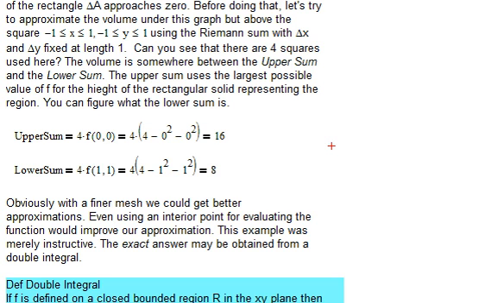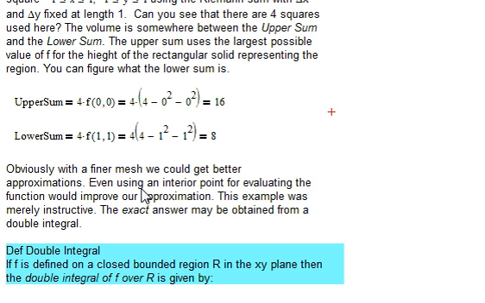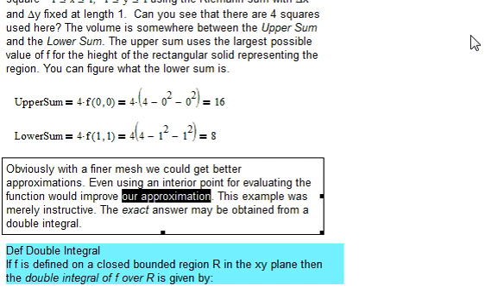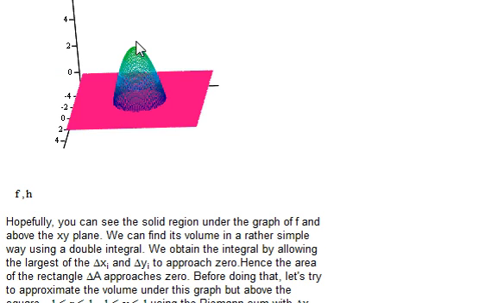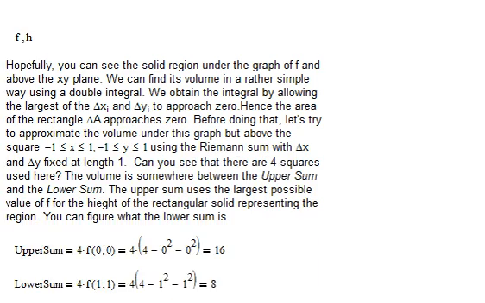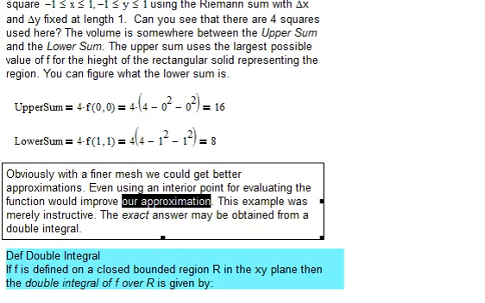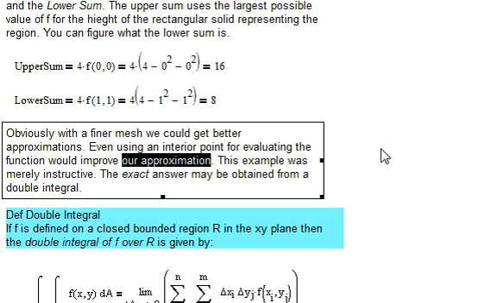I think it's too much bother to do that, but even using an interior point for evaluating the function would improve our approximation. In other words, for every one of them, I used the point at the top and then the point as close to the bottom as I could for the lower sum. An interior point might improve the approximation, but this was just to be instructive.